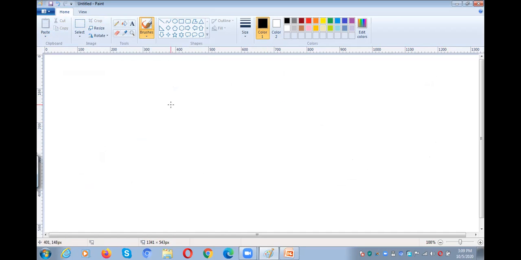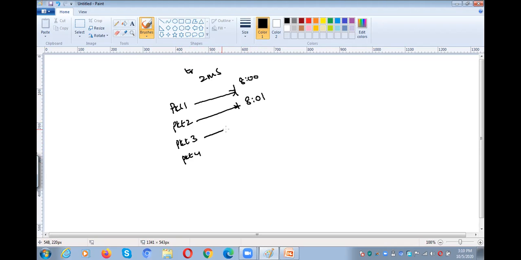For example, you are sending 4 packets: packet 1, packet 2, packet 3, and packet 4. All the 4 packets will take 2 milliseconds to reach the destination. This is the transfer time, TR. Packet 1 reaches the destination at 8 o'clock, packet 2 at 8:1, packet 3 at 8:4, and packet 4 at 8:6. So there is a difference in time, right? Even though all the packets consume 2 milliseconds, each and every packet takes a different time. This difference in arrival time is called jitter.